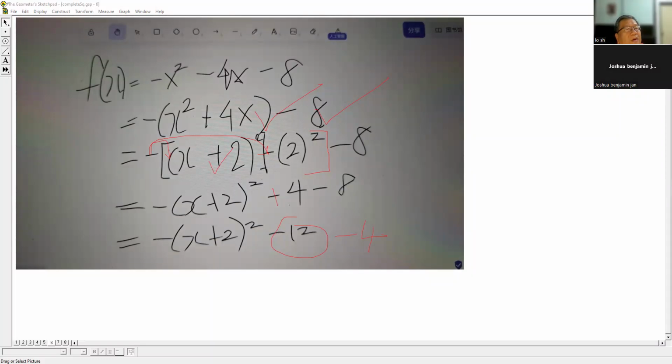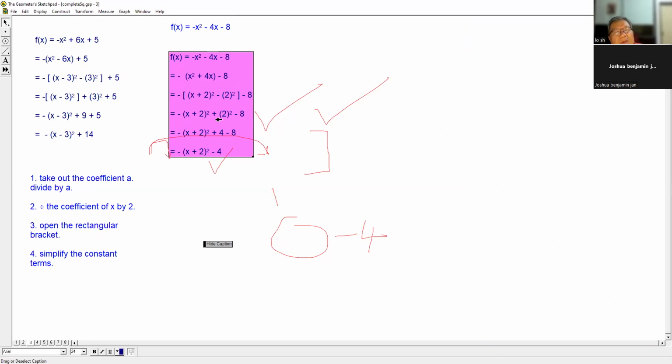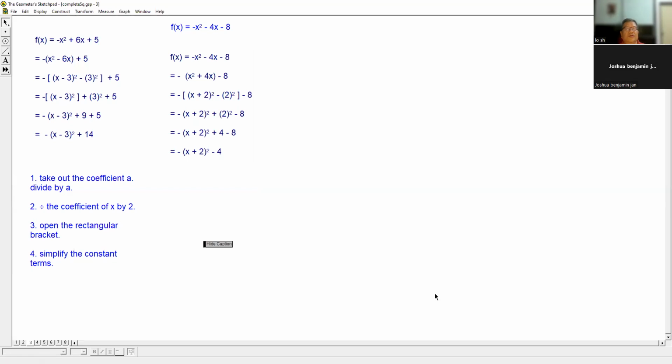So we go back to this page here. Let's see if it is correct. Correct. Negative 4. The bracket is until here. When you open the rectangular bracket, this one becomes positive. Okay, can you draw this? I don't want to tell you how to draw. You try to draw and show me.